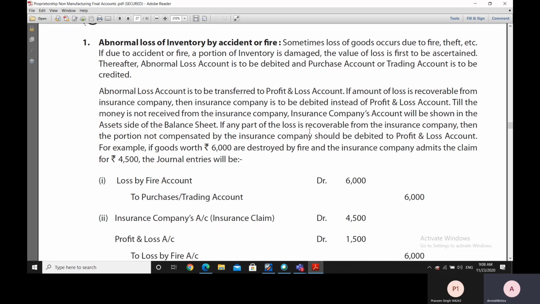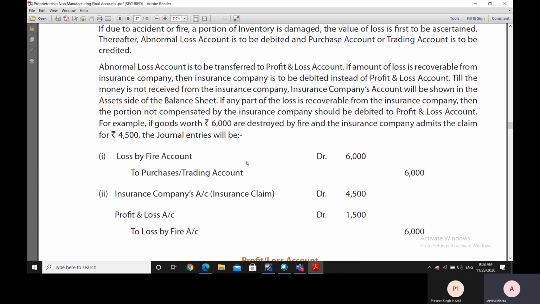Now, if only part of the loss is recoverable from the insurance company, then that portion which the company will not pay us or not recompense us for would be debited in the profit and loss account. So let us take an example. For example, if goods worth 6,000 rupees are destroyed by fire and the insurance company admits the claim for 4,500 rupees only, they are ready to pay us 4,500 rupees, but they are not ready to pay us the 1,500 rupees.